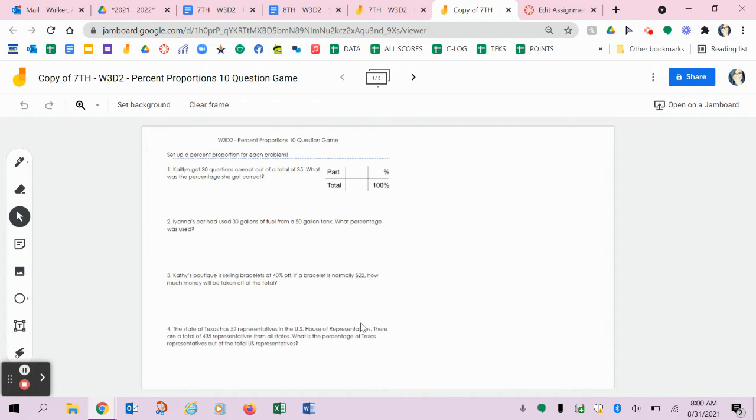You have this worksheet that looks like this. I know it says 10 question game. We will definitely play one of those whenever I come back.